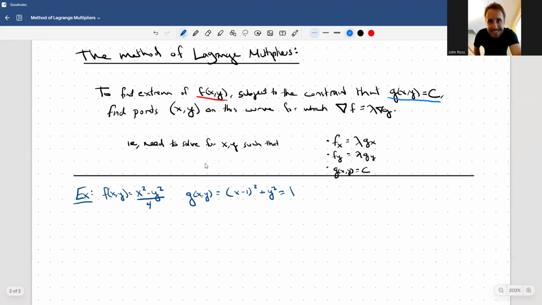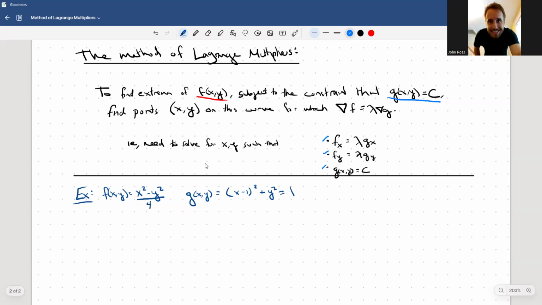So we will need to solve for the points x, y such that the gradient of f, remember, was the partial x derivative and then the partial y derivative, lines up with scalar multiples of the corresponding components for grad g. In other words, we need to solve for x and y so that f sub x is equal to lambda times g sub x, and f sub y is equal to lambda times g sub y. And we need to make sure we're still looking at points on our curve, so we need g of x, y to still equal c.